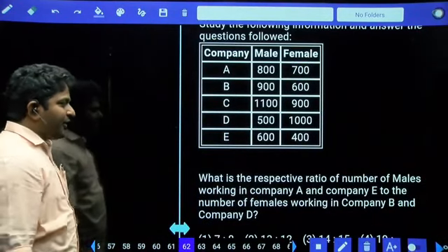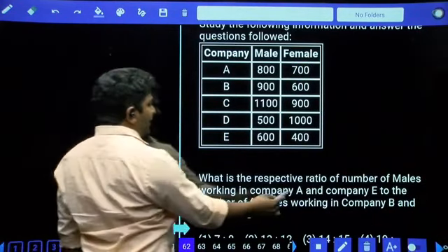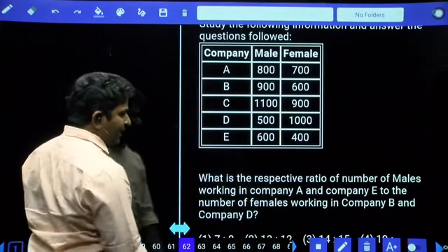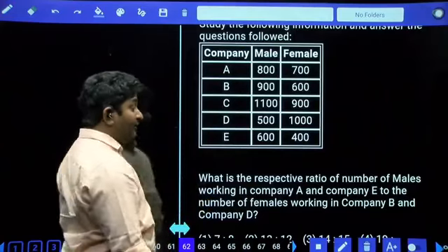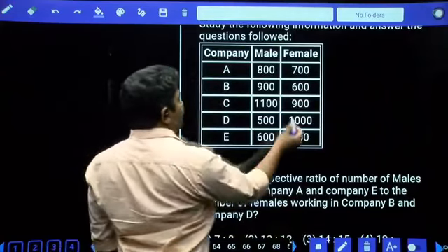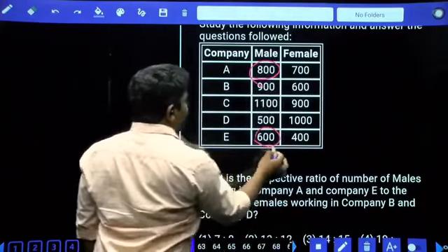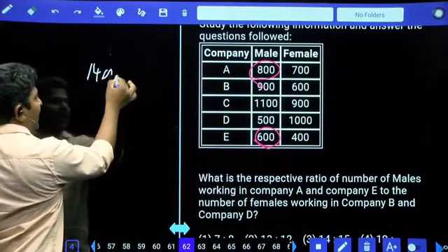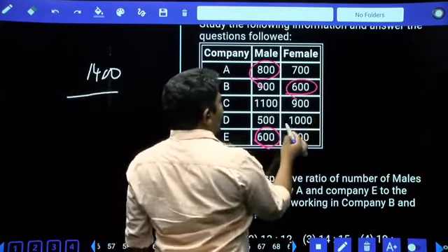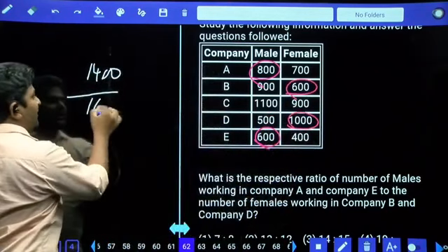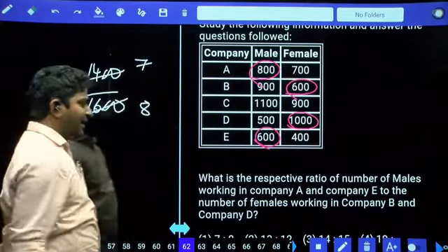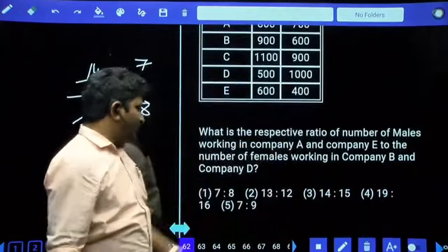62. What is the respective ratio of number of male working in company A and E to that number of female working in B and D? Need to be very careful when picking up values. For male in A and E together, that is equal to 1400, and female in B and D, that is equal to 1600. So 200 7 times here, 200 8 times, 7 by 8, answer 7 is to 8, which is our first option.